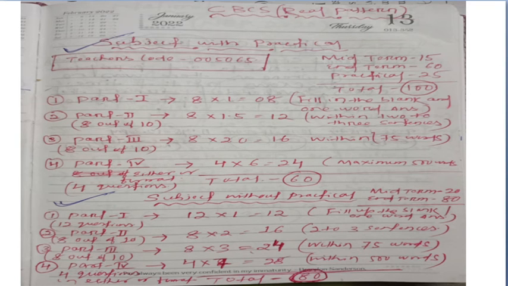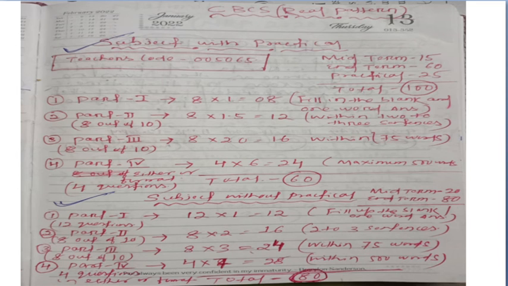Then in part 2 you will be provided 10 questions, out of which you have to attend 8 questions. Each question carries 2 marks. So 8 into 2 is equal to 16. Then in part 3, again 10 questions will come and you have to attend 8 questions, and each question of this part carries 3 marks. You have to answer this within 75 words.